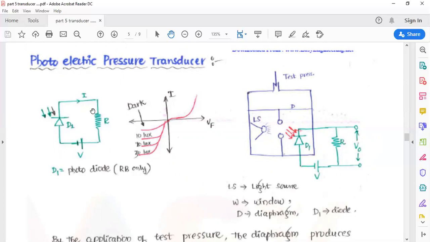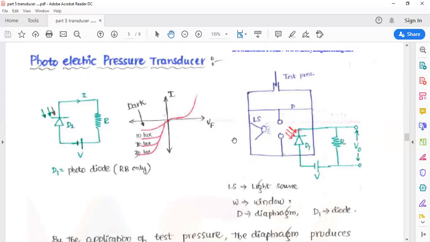What is a photodiode? A photodiode is a device which mainly works in reverse bias condition, and it detects light. If light falls on this diode, it produces a current. This is the working principle of photodiodes. It works in reverse bias only. This is its characteristic graph. Basically, when light falls, its current increases as we increase the intensity of light which falls on the photodiode.